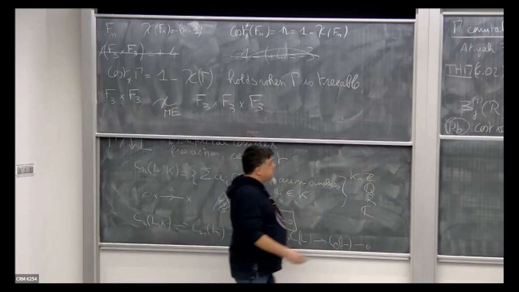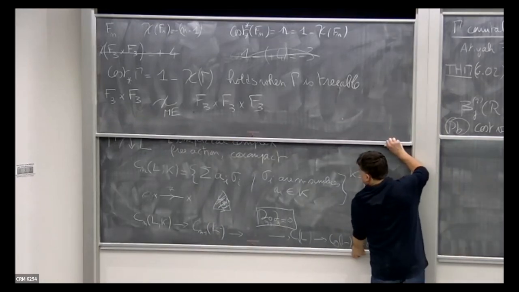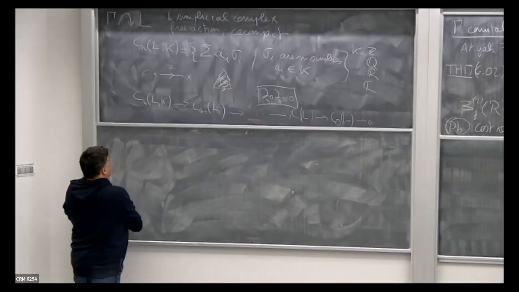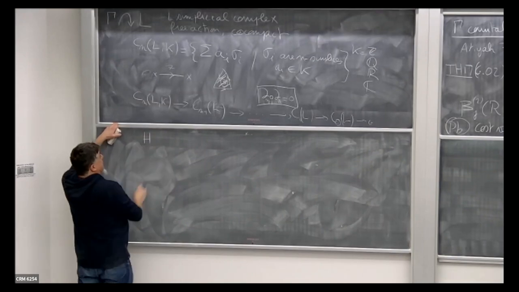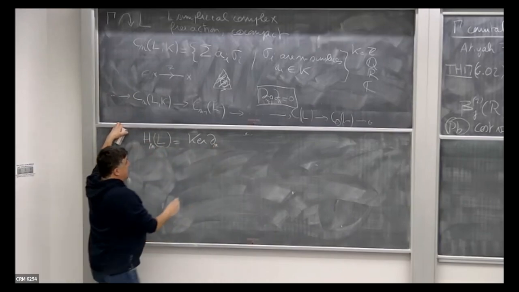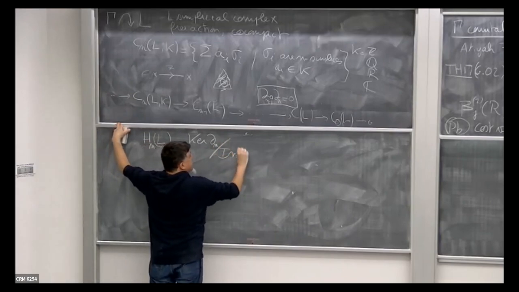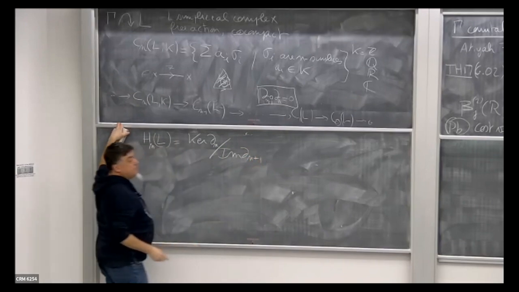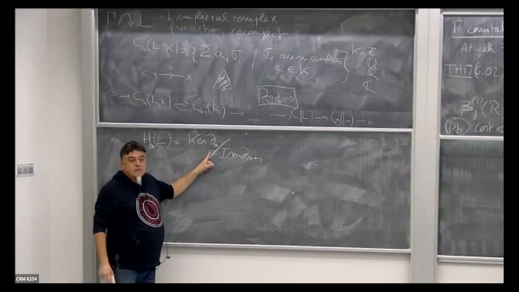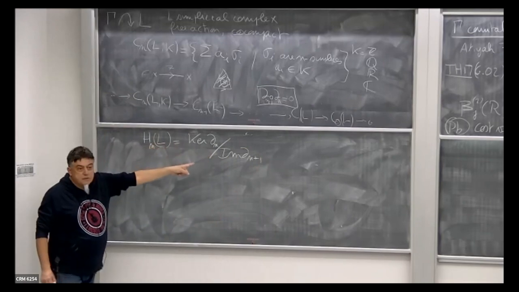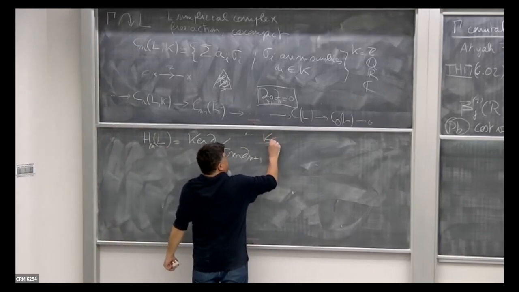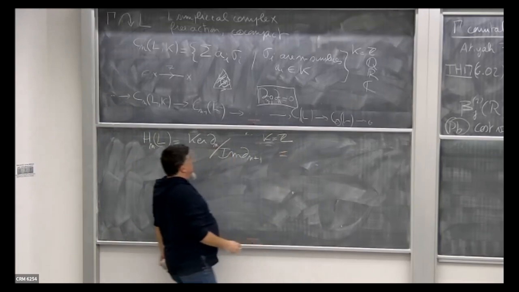Okay, and so maybe I write this here. And the homology, this can continue, is the kernel of D_n divided by the image of D_{n+1}. Okay, and this is a vector space. This is a vector space. This is a Z-module. Okay, and so for instance, for K equals Z, this is an abelian group.